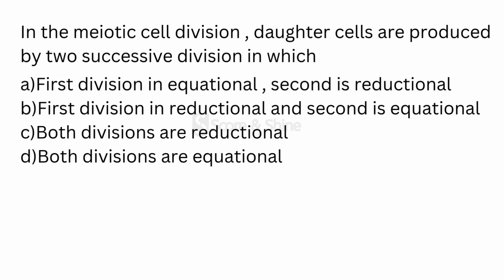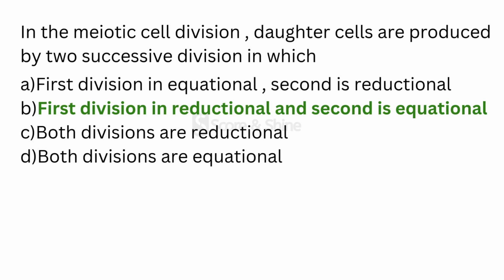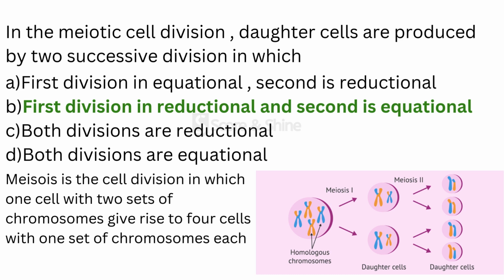And next, in the meiotic cell division, daughter cells are produced by the two successive divisions in which, so the first division is reductional and the second is equational. So here, meiosis is the cell division in which one cell with two sets of chromosomes gives rise to four cells with one set of chromosomes each. So here, meiosis includes two stages, meiosis 1 and meiosis 2.